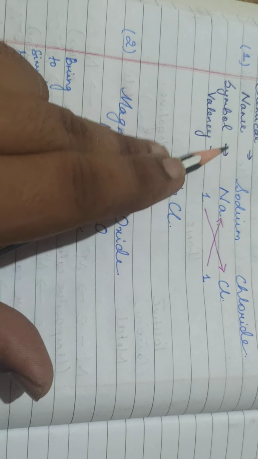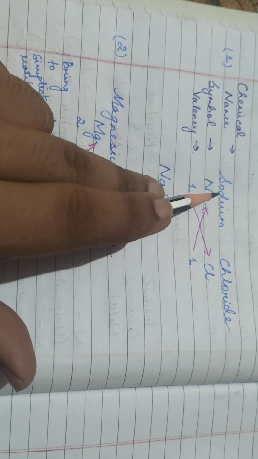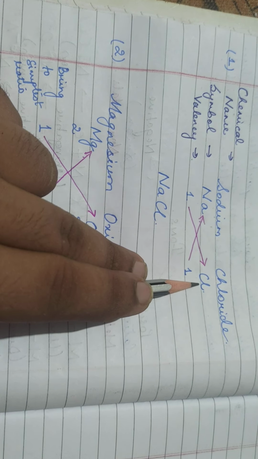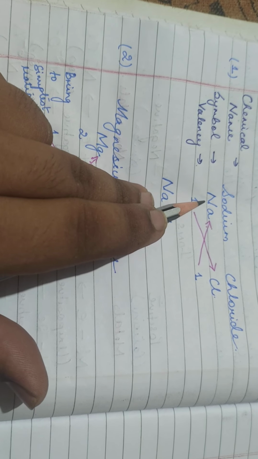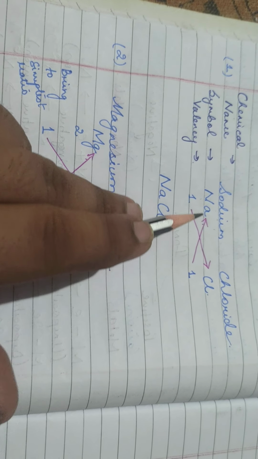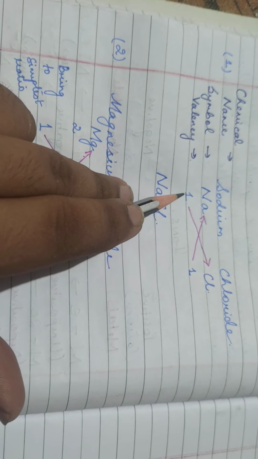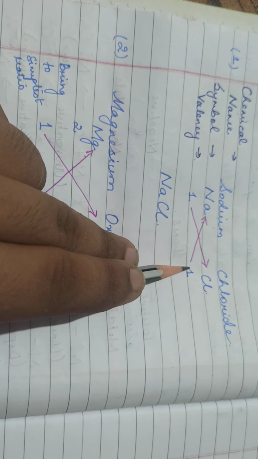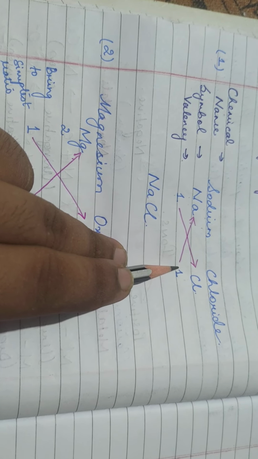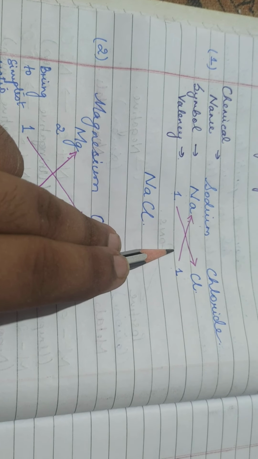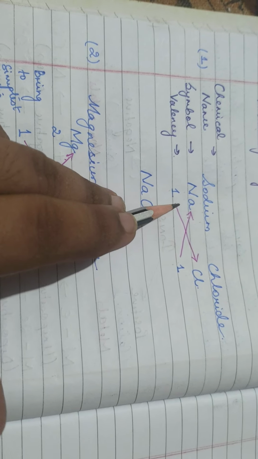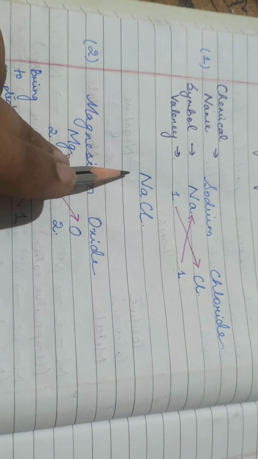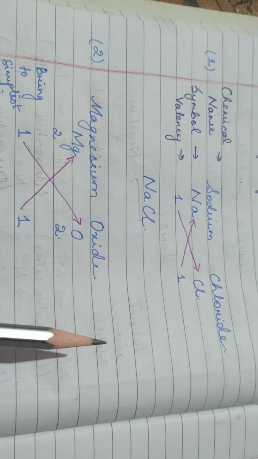Let us first write down the symbols of these two ions. Sodium Na and chlorine Cl. Na and Cl are the symbols. What about the valencies? They both possess valency 1. Since we cannot further simplify the ratio, that is 1:1, it is already in the simplified form, we can easily cross multiply the valencies, and therefore we get the formula NaCl.